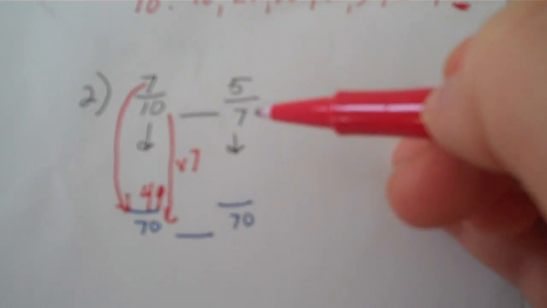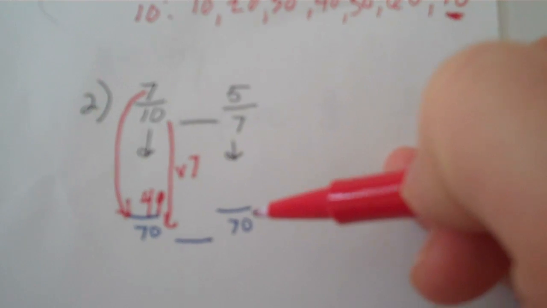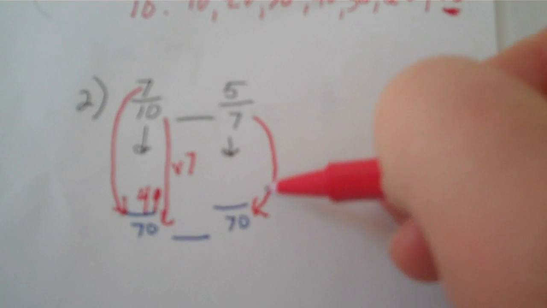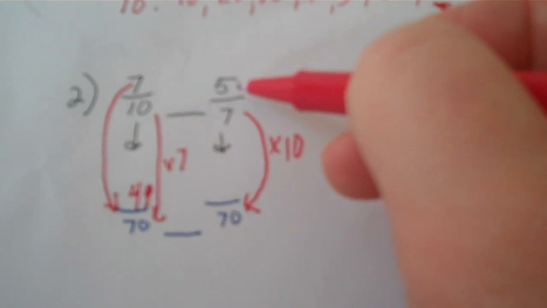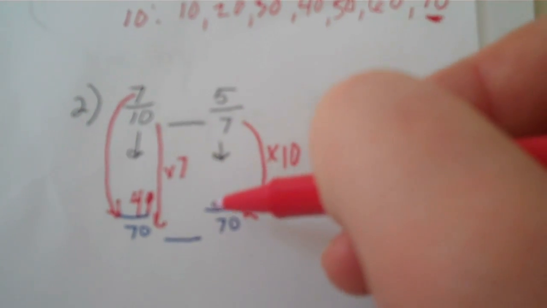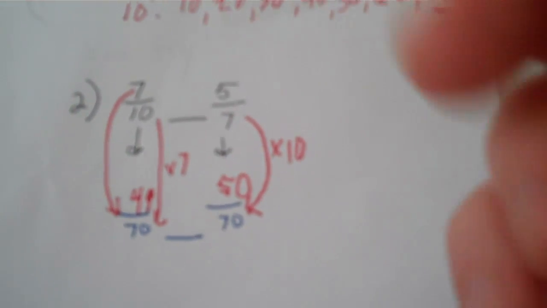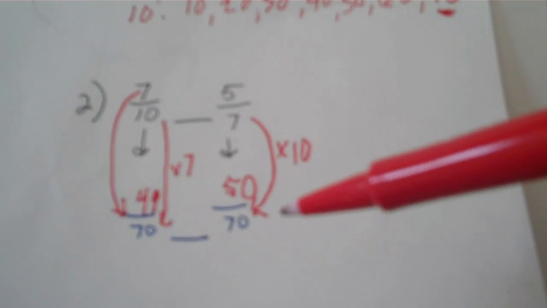Over here we need to change 5/7 into a fraction that has 70 in the denominator. I can see that with the denominator I needed to multiply by 10. So that means that with the numerator, I also have to multiply by 10. And 5 times 10 is 50. So we've got 49/70 over here and 50/70 over here.